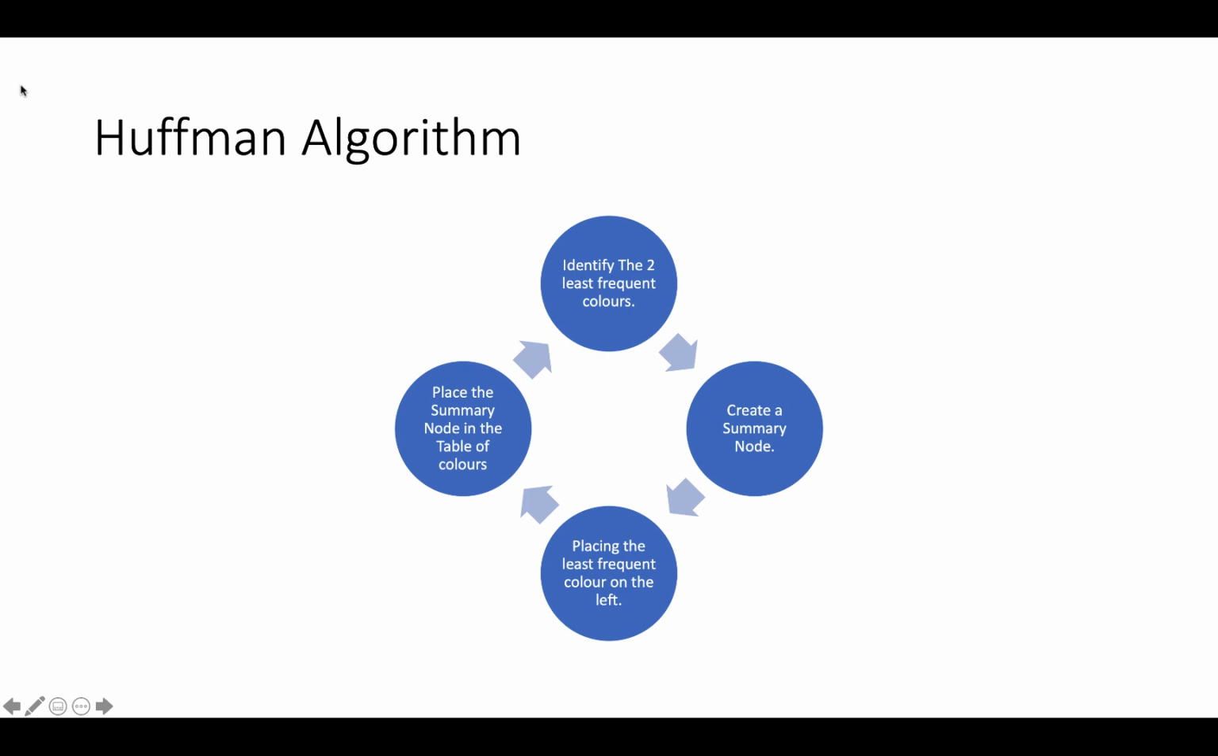So this is the Huffman algorithm. It's 4 steps, and it's just a loop that goes round and round until you're done. And I'm not going to go through the steps in too much detail now. We're going to work through the steps one by one in the next couple of slides.